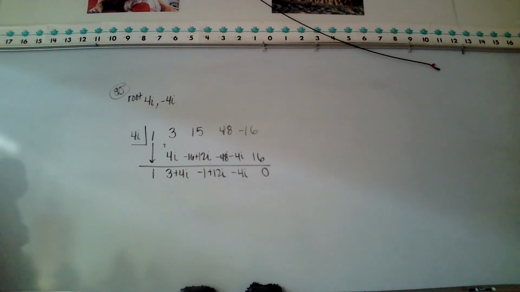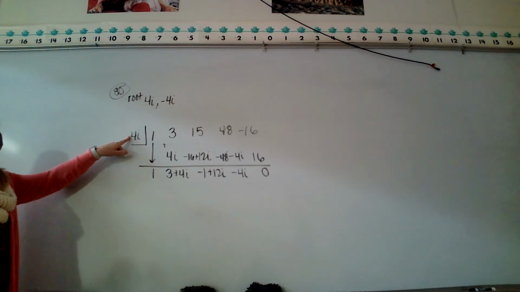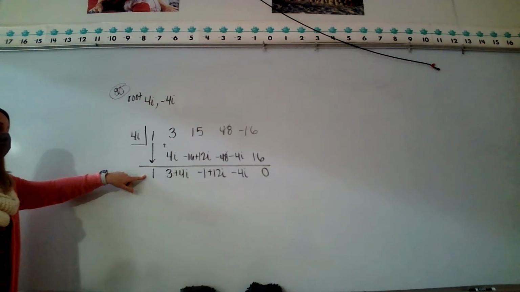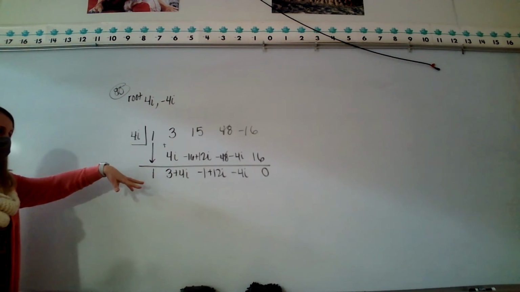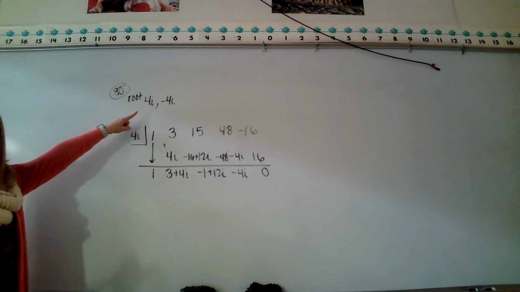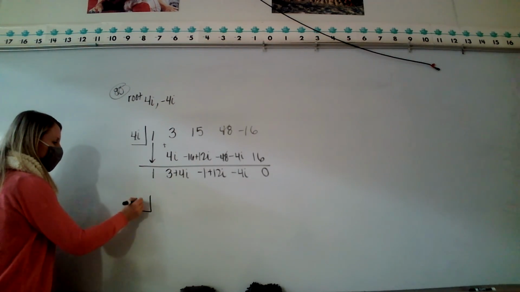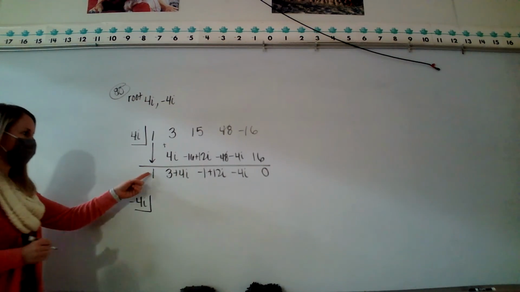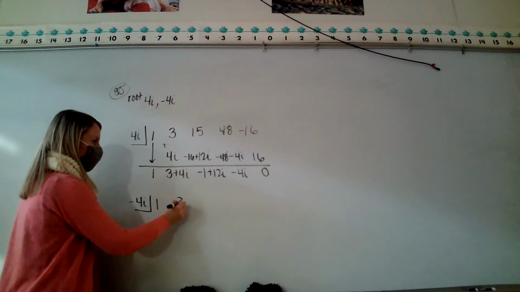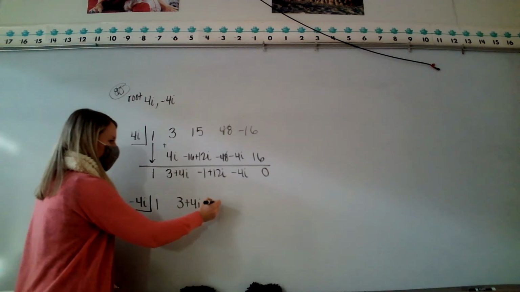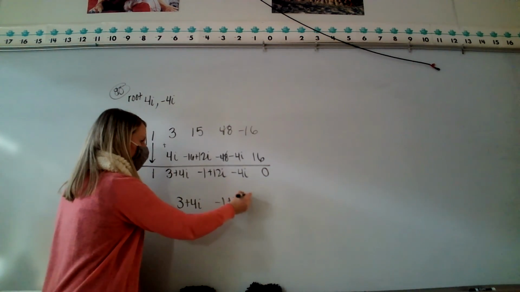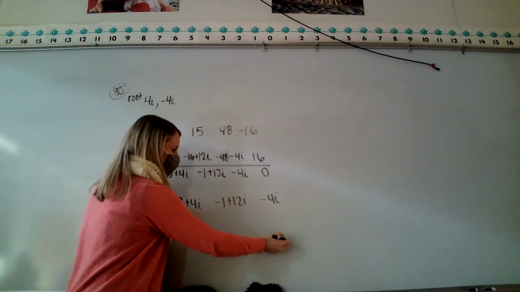So you're probably saying, so what's my answer? I don't have an answer yet, right? Because I have one more step. Since 4i was a factor and I divided it out, I get this kind of grossness. But I also know that negative 4i is a factor. So I'm going to take negative 4i and divide it by this answer. And you're going to see the magic that is about to happen. I don't need the 0, right?